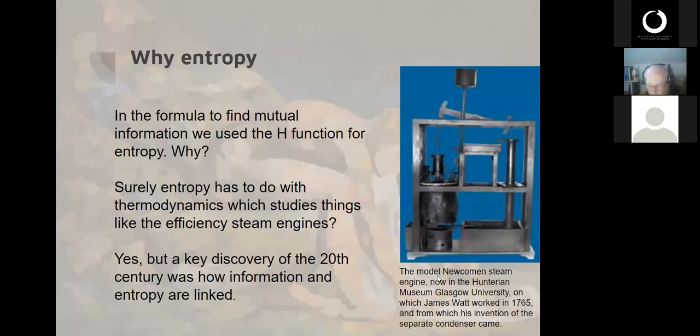Why do you use entropy? Well, because entropy would appear to be something to do with the efficiency of steam engines and heat and stuff like that. But a key discovery of the 20th century was how the 19th century concept of entropy derived from the study of steam engines turns out to be relevant for the study of information.